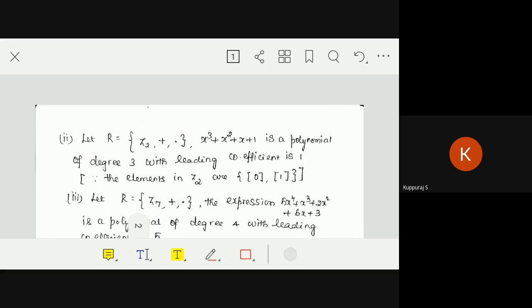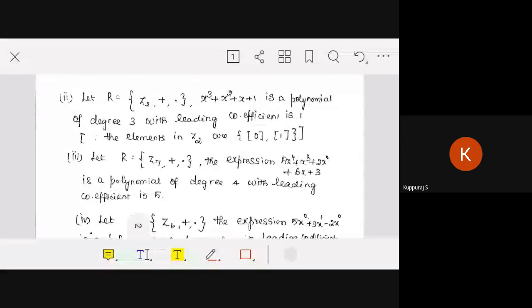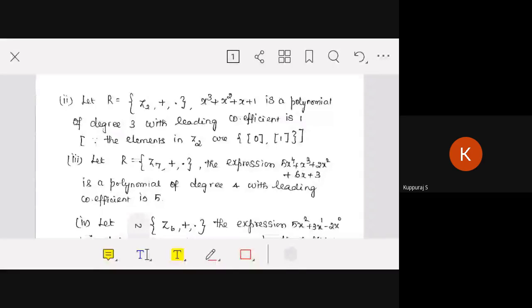For example, the next example, let R equal to Z2, that is, addition modulo 2. Under addition and multiplication, it is a ring. In this, we can define infinitely many polynomials, but the characteristic is only 2. Because the coefficients are the elements in Z2. What are the elements in Z2? It is only 0 and 1. So we can define infinitely many polynomials, but the characteristic is only 2. So that is one of the examples of a polynomial ring.